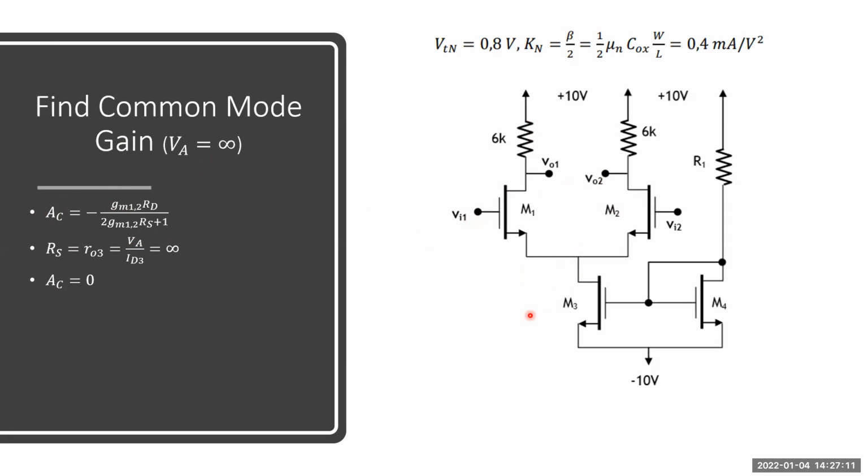here. But we assume that early voltage is infinite. It means that output resistance is infinite as well. If RS is infinite here, common mode gain will be 0. Okay.